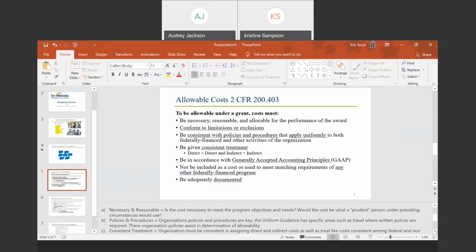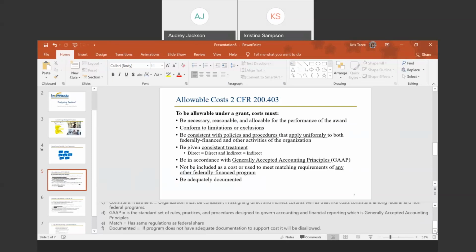You can't use any funds as matching to meet another federally funded program. And you also want to ensure that all your costs are properly documented. So really thinking about the documentation requirements when you're creating the budget will help you be more strategic. It will help you ensure that you have that necessary information. Again, some costs require more documentation than others.